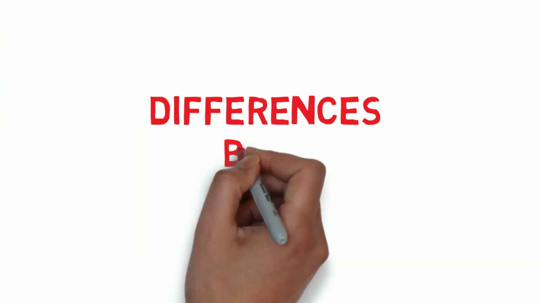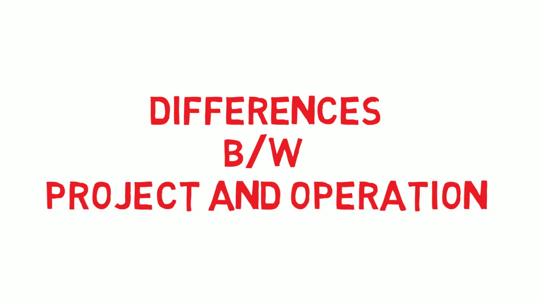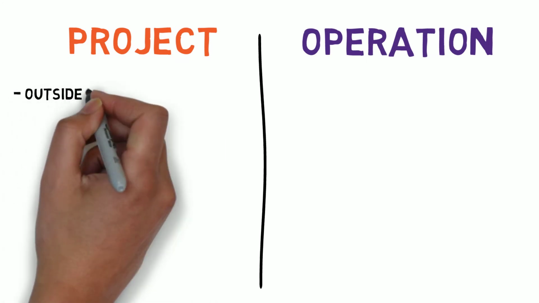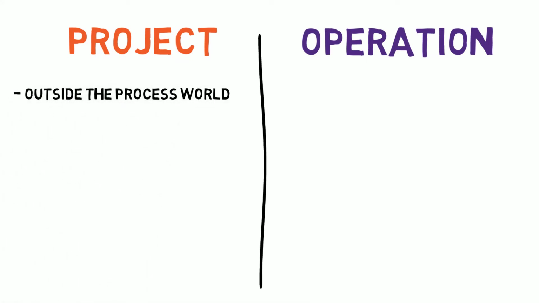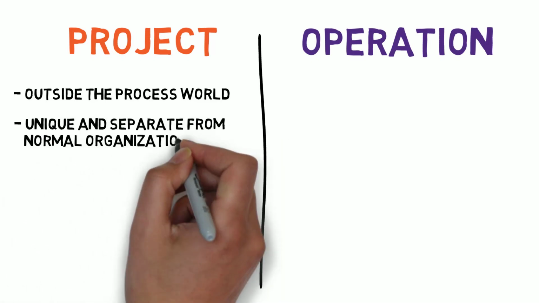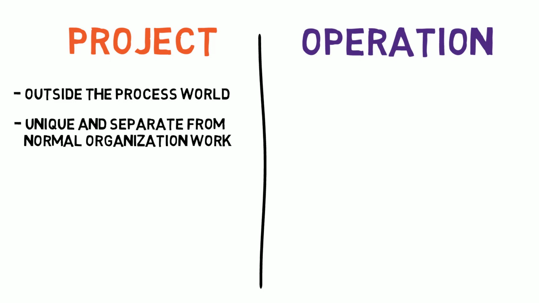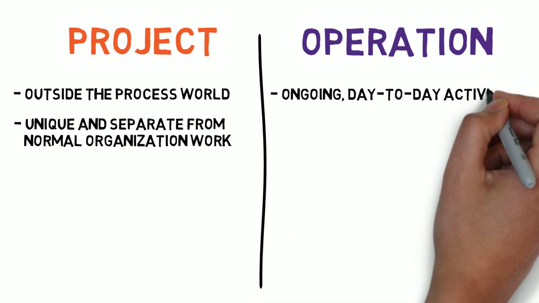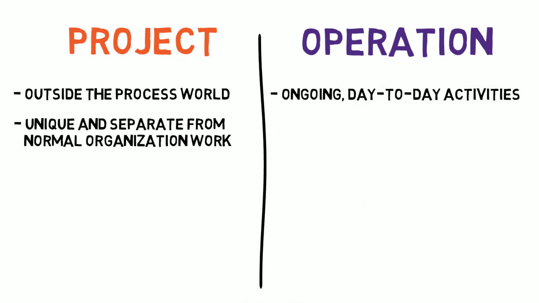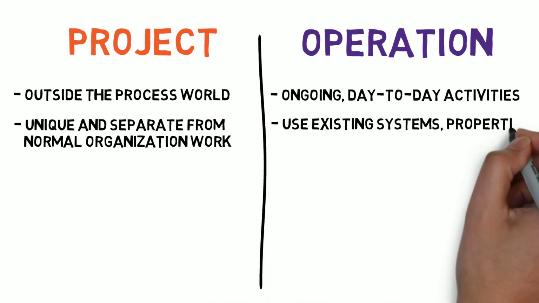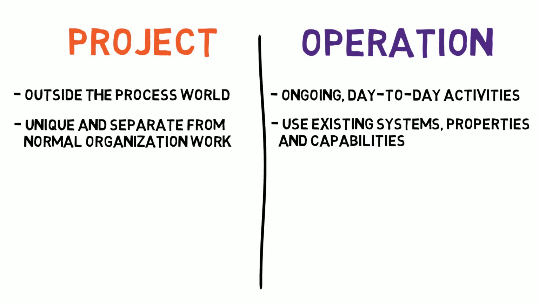Now let's have a look at the differences between the project and the operation. The project takes place outside the process world and it is also unique and separate from normal organizational work. Whereas on the other hand, the operation or the process is the ongoing day-to-day activity. The operation or the process use existing systems, properties, and capabilities to run themselves.